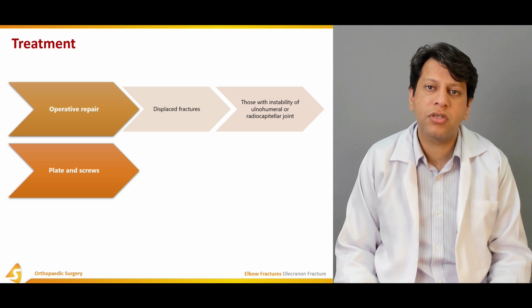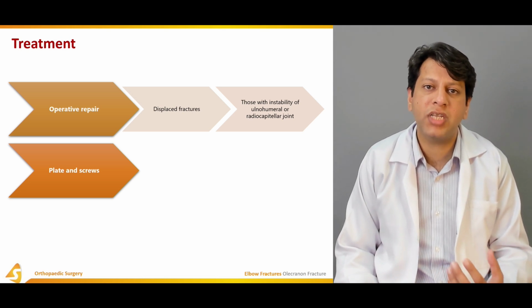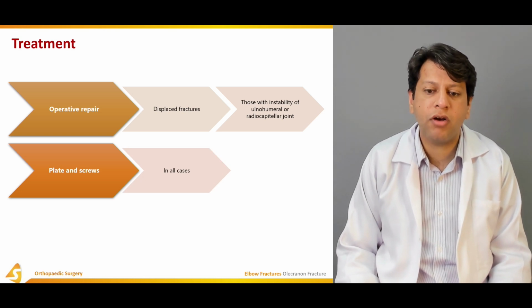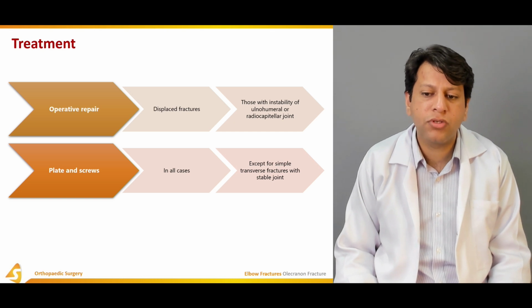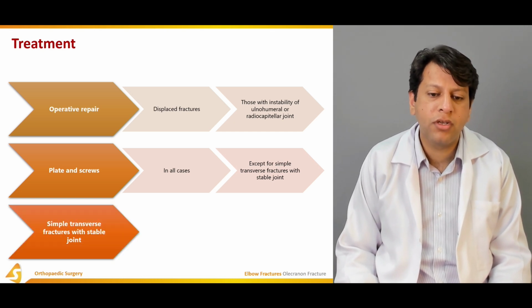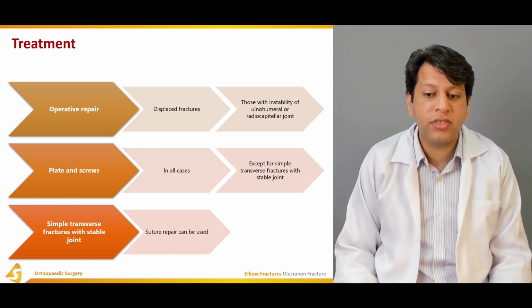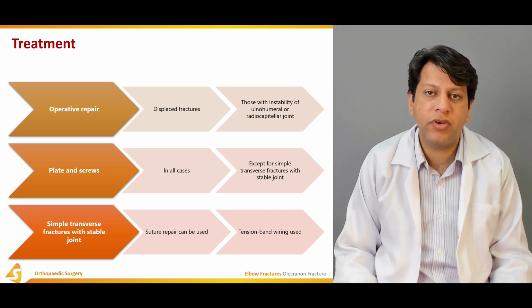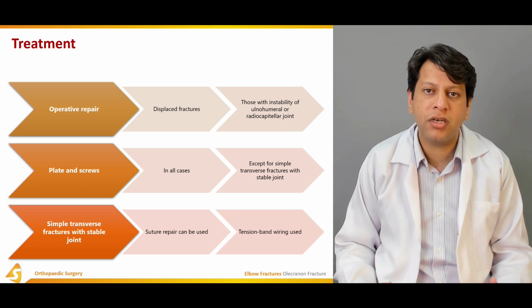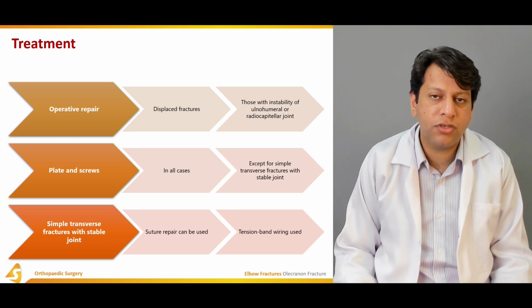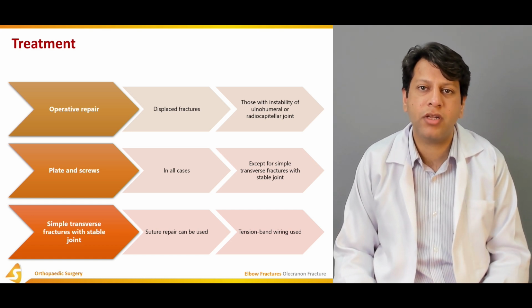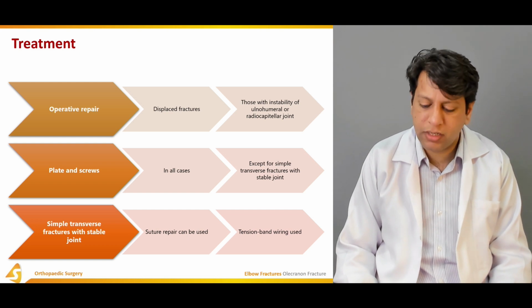This could be using cerclage wire and K wires as well in the form of a tension band construct. But most of the time, plate and screws are enough in almost all of the cases, except for a simple transverse fracture with a stable joint. A simple transverse fracture with a stable joint can undergo repair using a tension band construct, which uses K wires and cerclage wires, but a transverse fracture is actually rare. Most of the fractures are either oblique or comminuted, and we have to go for plate and screw fixation.